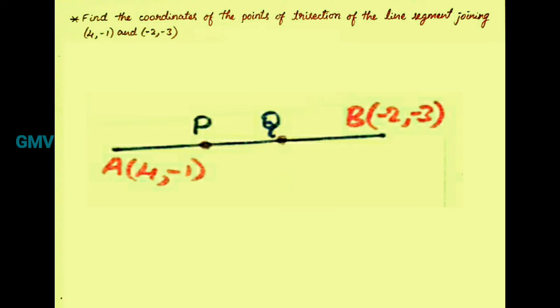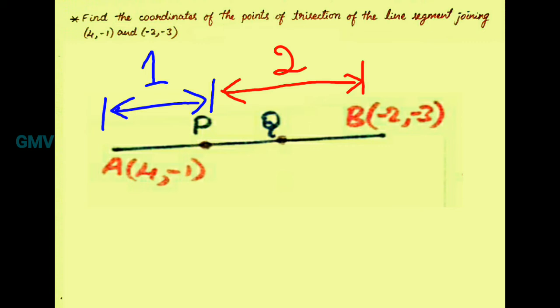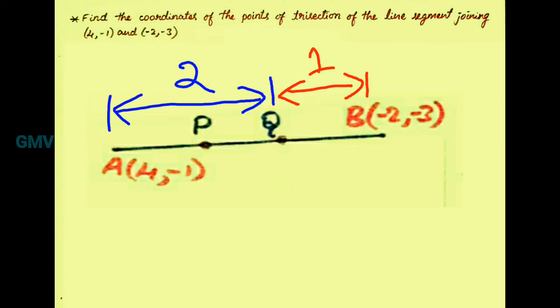This line segment is trisected by the 2 points P and Q. Trisect means dividing it into 3 equal parts. So, P and Q are dividing AB into 3 equal parts. It means AP is to PQ is to QB becomes 1 is to 1 is to 1. By observing this, we can easily say P divides AB in the ratio 1 is to 2 and Q divides AB in the ratio 2 is to 1.